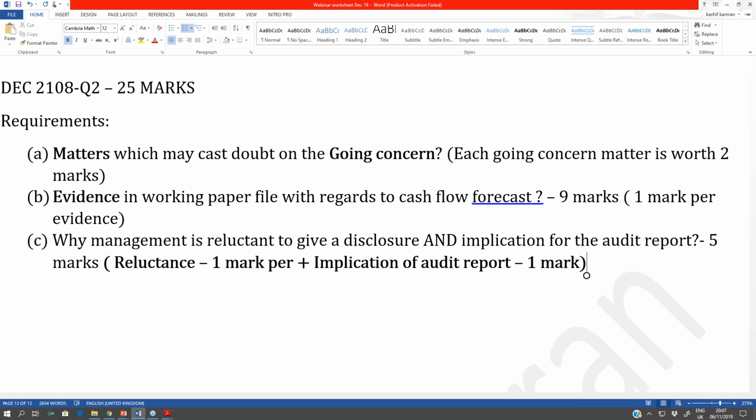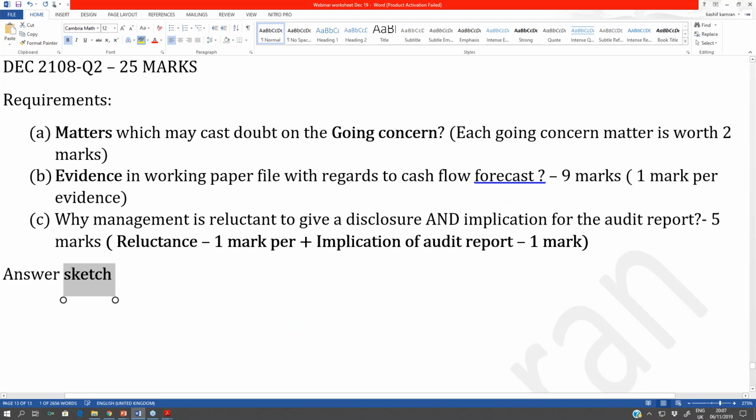I'm writing the word sketch because a lot of times the student thinks this is the complete answer. So I need to emphasize this is a sketch answer. Sketch means I'm just trying to give you a mindset, and then you can write the answer once the session ends in a very proper way, in paragraph form. Okay, let's start with the sketched answer.